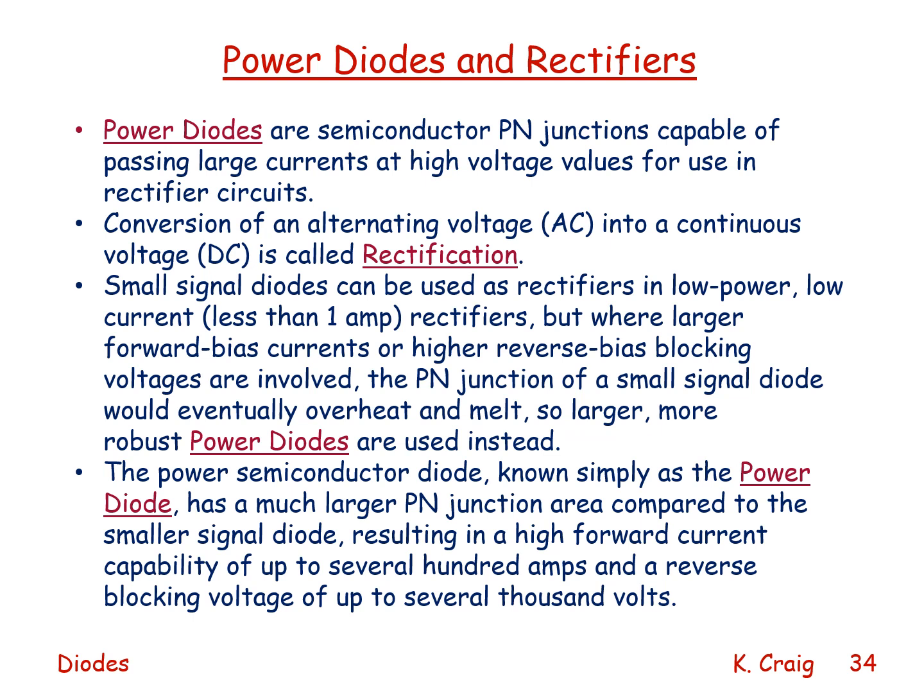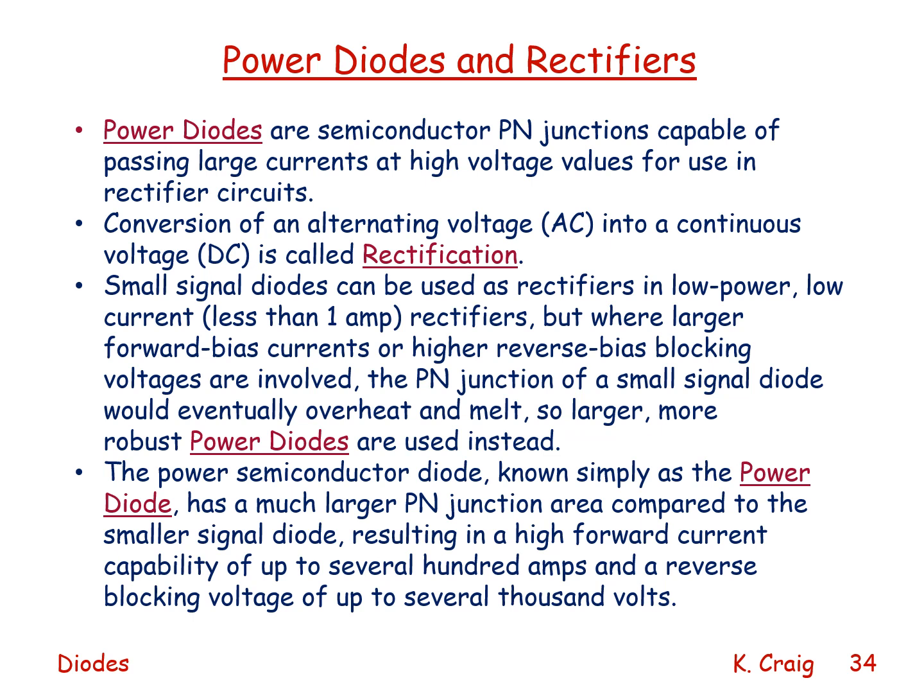Power diodes and rectifiers. Power diodes are semiconductor PN junctions capable of passing large currents at high voltage values for use in rectifier circuits. The conversion of an alternating voltage into a continuous voltage is called rectification. Small signal diodes can be used as rectifiers in low power, low current, less than 1 amp, rectifiers.